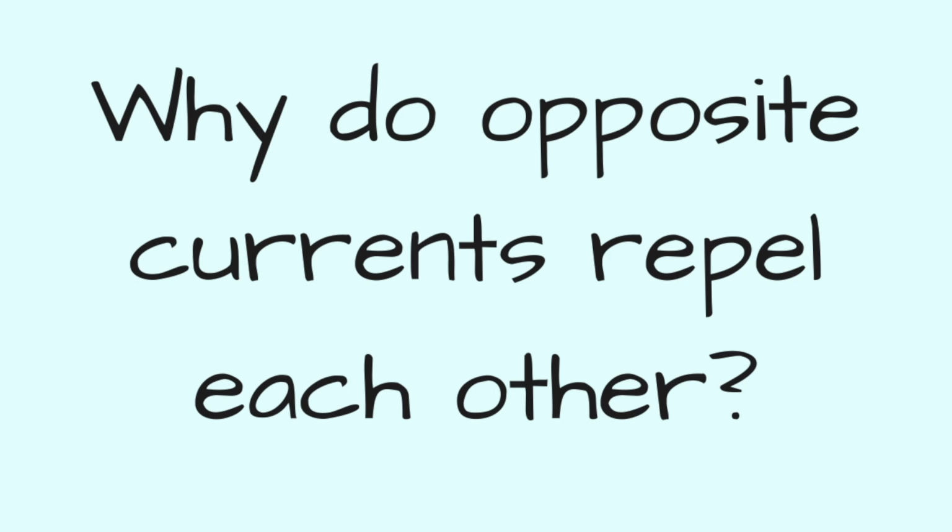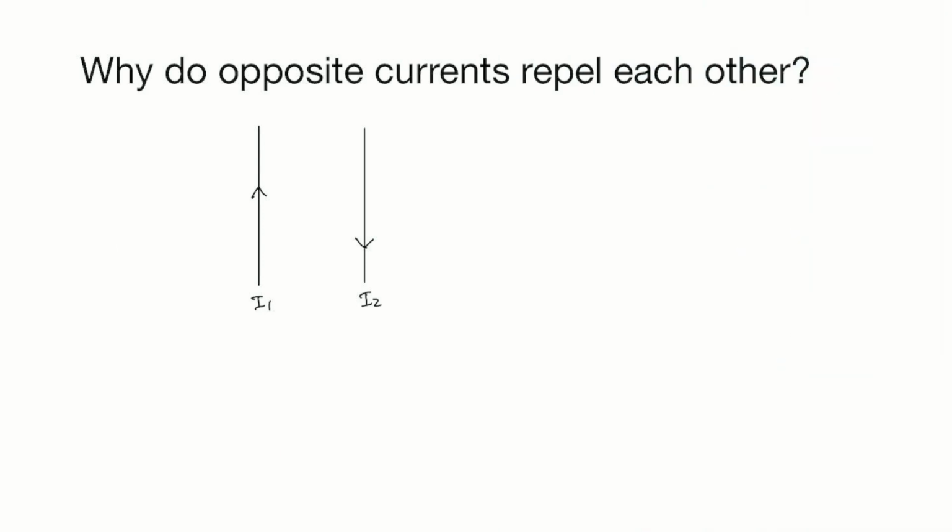Welcome. In this video, we are going to answer the question, why do opposite currents repel each other? Let's consider two parallel wires with currents I1 and I2 that are opposite to each other. Okay, current I1 makes a magnetic field into the page at the location of current I2.